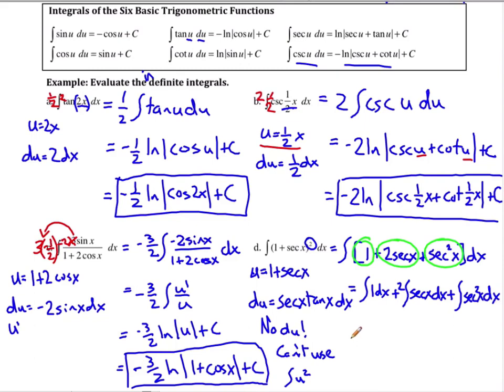So let's take the integral of 1 dx, which is just going to be x, and then plus 2 times the integral of secant x dx, which is just right here. So it's natural log of the absolute value of secant x plus tan x. And notice our u was x, so du is just dx, meaning we can just directly substitute there. And then plus the integral of secant squared dx. Well, it's not up here, but you'll recall that the integral of secant squared is just tangent x. And then we have plus c.